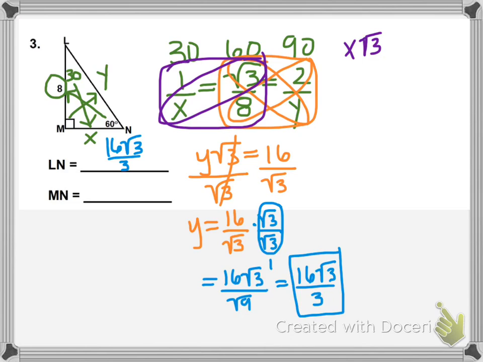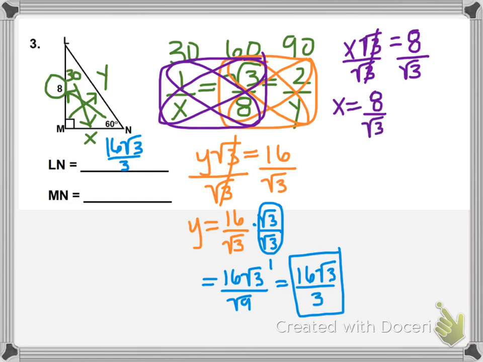And that equals my other cross product, 1 times 8, which is 8. So to solve this equation for x, I'm going to divide both sides by square root of 3. Square root of 3 over square root of 3 is 1. So x equals 8 over square root of 3. Once again, we've got to rationalize our denominator.